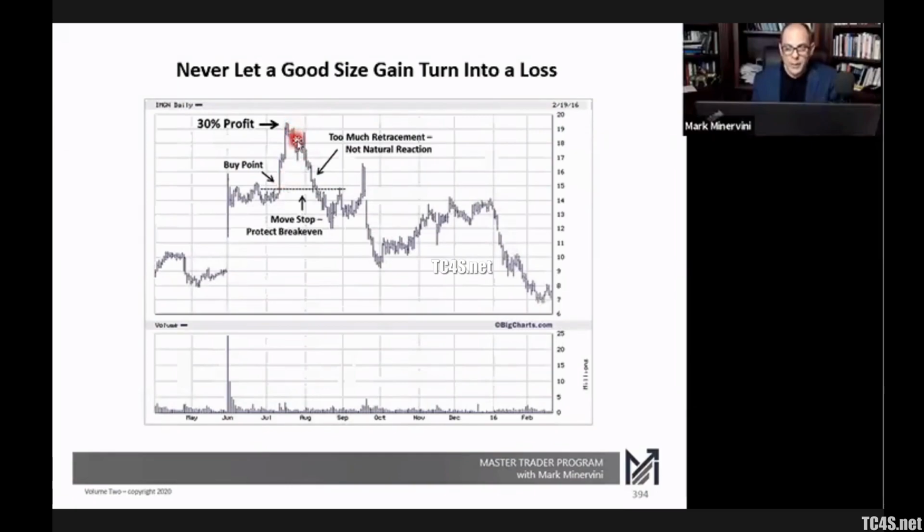So again, it would be very unnatural for a stock to go up 30% and then have a natural reaction, try to turn up, and then come back in. I would definitely have my stop at break even, and I would probably never get that with a 30% profit. I would hardly ever use a stop at break even. I would probably choke it off even more.